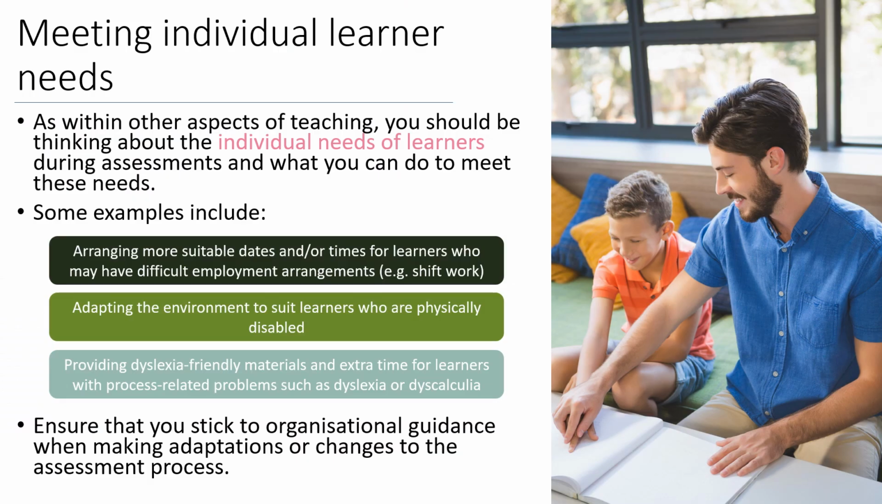Meeting individual learner needs. As within other aspects of teaching, you should be thinking about the individual needs of learners during assessments and what you can do to meet these needs. Some examples include arranging more suitable dates and/or times for learners who may have difficult employment arrangements, for example shift work. Adapting the environment to suit learners who are physically disabled. Providing dyslexia-friendly materials and extra time for learners with process-related problems such as dyslexia or dyscalculia. Ensure that you stick to organizational guidance when making adaptations or changes to the assessment process.